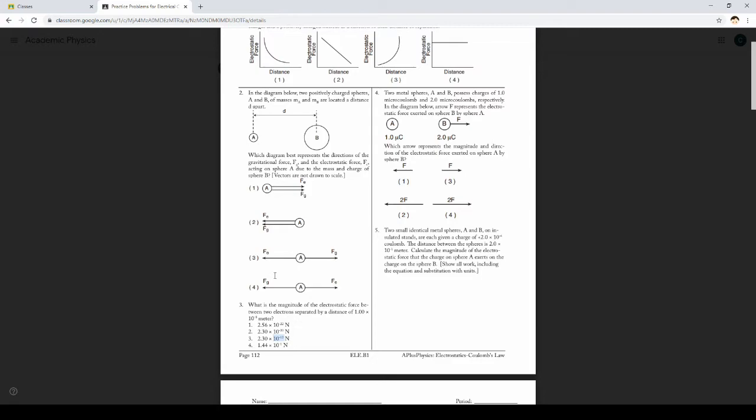So here we are dealing with an action-reaction pair. Sphere A pushes on sphere B with force F to the right. Sphere B pushes on sphere A with force F to the left. The answer is 1.